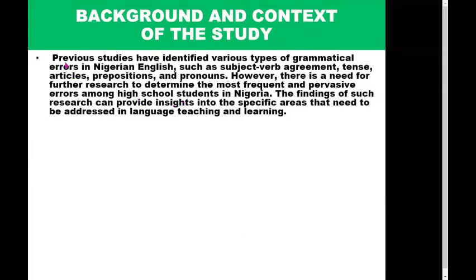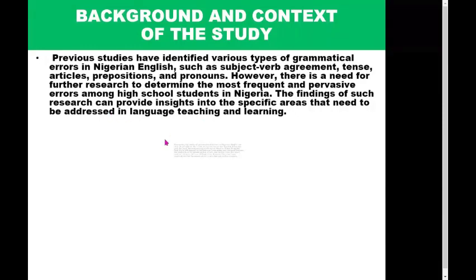For example, let's look at this. Previous studies have identified various types of grammatical errors in Nigerian English, such as subject-verb agreement, tense, articles, prepositions, and pronouns. However, there is a need for further research to determine the most frequent and pervasive errors among high school students in Nigeria. The findings of such research can provide insights into the specific areas that need to be addressed in language teaching and learning.